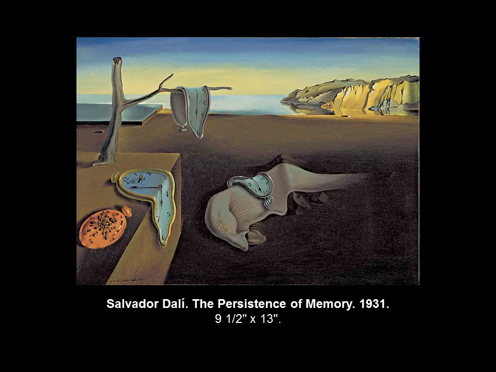No other artist is associated more with Surrealism than Salvador Dali. This is his famous The Persistence of Memory from 1931. Many of the images used in Salvador Dali's work came from his dreams. He was known for keeping a notebook by his bed so he can jot down what his dreams were when he woke up in the morning.